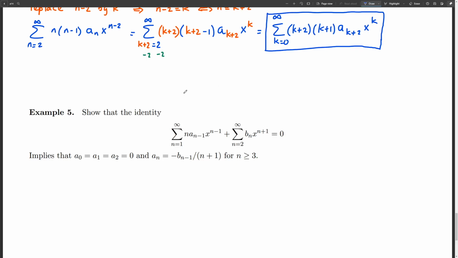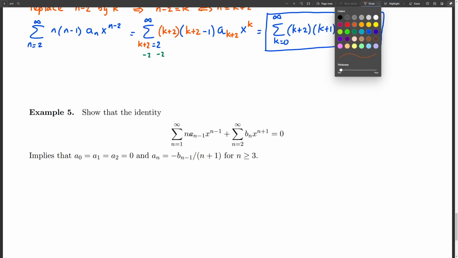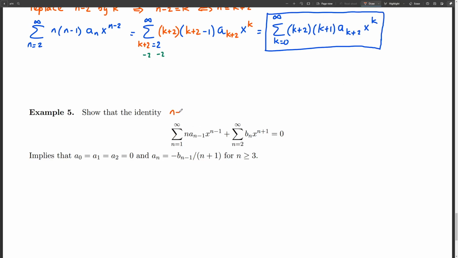So in order to combine these two summations, or these power series, we need to make sure that x has the same power. So for the first power series, I want to call n minus 1 equal to k.